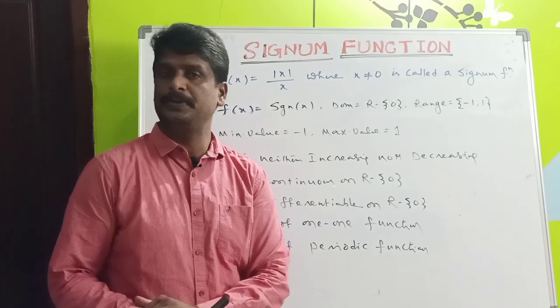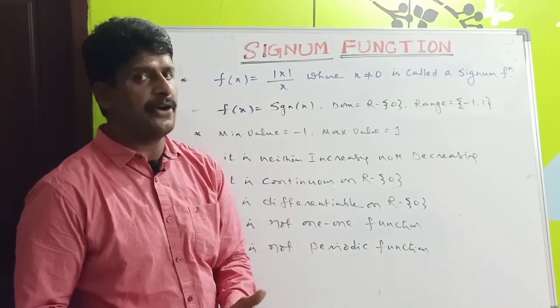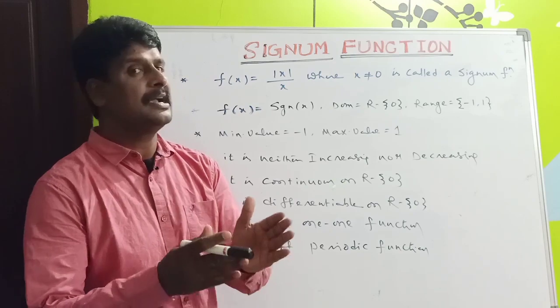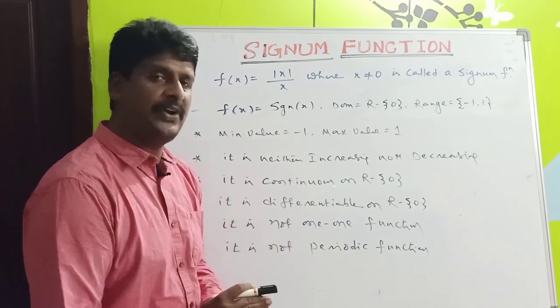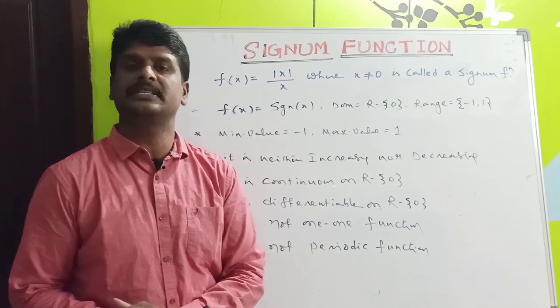It is not a periodic function. Why is it not a periodic function? The same type of graph is not going to repeat after a certain interval. So that's why it is not a periodic function. So these are the properties of the signum function.